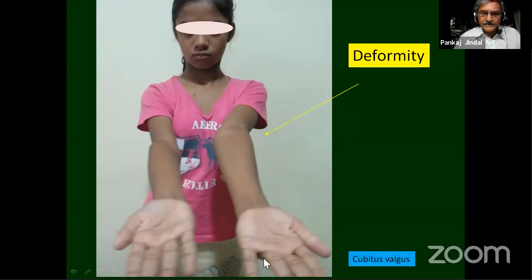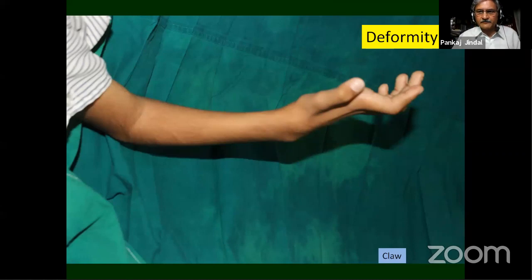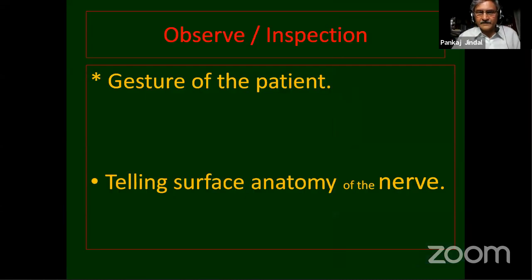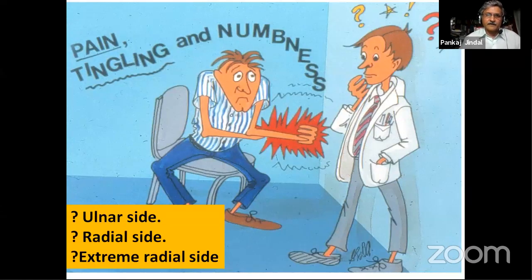And what you see here is inability to adduct the finger. So this was yet another problem. See the deformity here. This was the deformity, clawing of the fingers. Further, you see the gesture of the patient. The patient is telling you the surface anatomy of a nerve here.